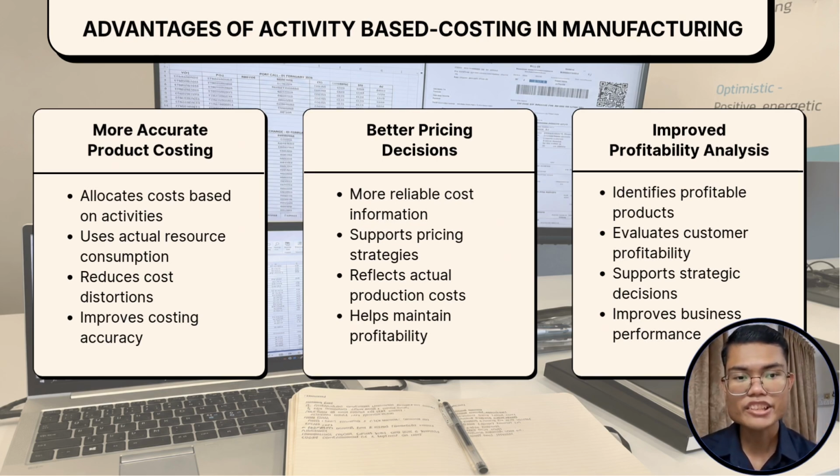The third advantage of activity-based costing is improved profitability analysis. ABC helps organizations identify profitable and unprofitable products and customers. This enables management to evaluate business performance more effectively. The articles show that detailed cost information helps managers make better decisions regarding production, marketing, and pricing strategy. By tracing costs to specific activities, managers can identify which products and customers contribute the most to profitability.